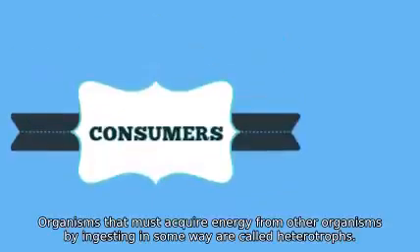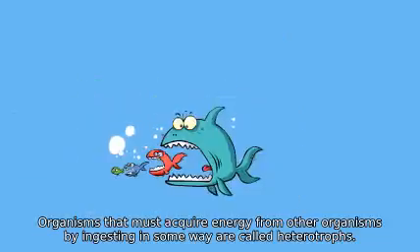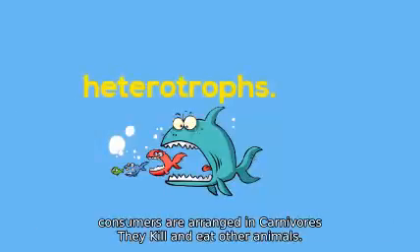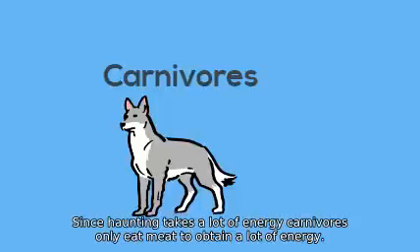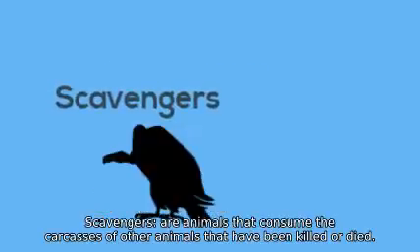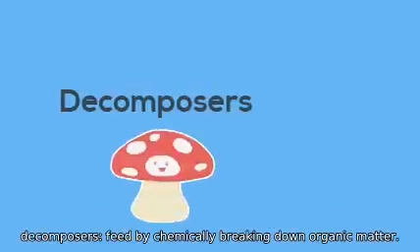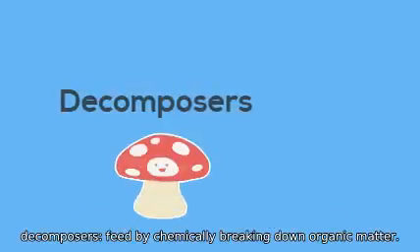Let's move on with consumers. Organisms that must acquire energy from other organisms by ingesting them in some way are called heterotrophs. Consumers are arranged in categories. Carnivores kill and eat other animals. Since hunting takes a lot of energy, carnivores only eat meat to obtain a lot of energy. Scavengers are animals that consume the carcasses of other animals that have been killed or died. They obtain their food by chemically breaking down organic matter.